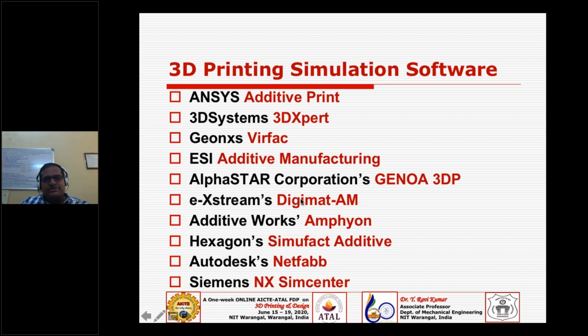Dizimat is for only polymers, but the majority of this simulation software is for metal. Metal is costly, so that's what people are investing in, developing metal simulation software rather than polymer simulation. But Dizimat is a polymer simulation software. And from Additive Works you have Amphyon, from Hexagon you have Simufact Additive, from Autodesk you have Netfabb, and from Siemens you have NX Simulation Center. So these are some of the simulation software available in the market.